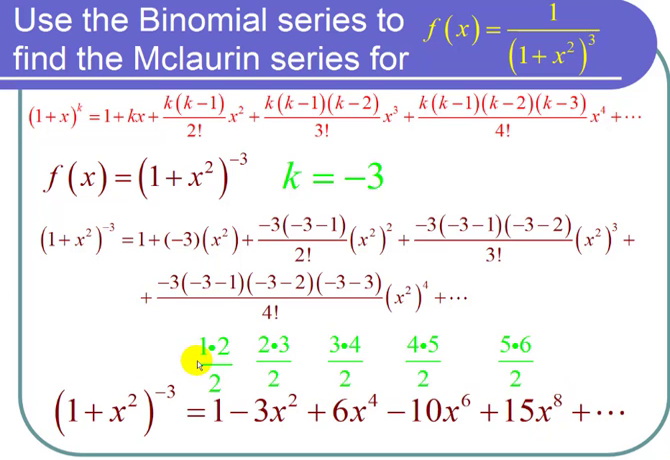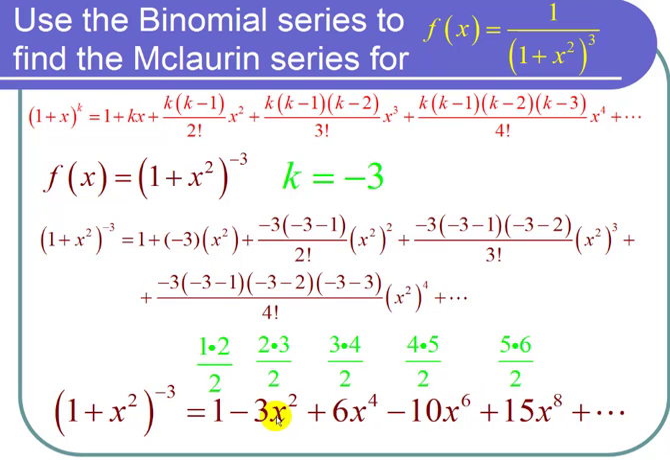We can say that 1 is 1 times 2 over 2. 3 is 2 times 3 over 2. 6 is 3 times 4 over 2. 10 is 4 times 5 over 2. 15 is 5 times 6 over 2. So we see that each of these numbers is a number times the next divided by 2. And if you look at the powers, if you take the power and divide by 2 and add 1, that's the first number here. So 6 divided by 2 is 3, plus 1 is 4.